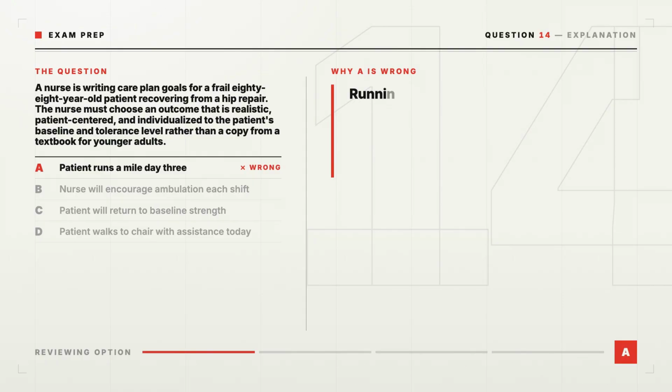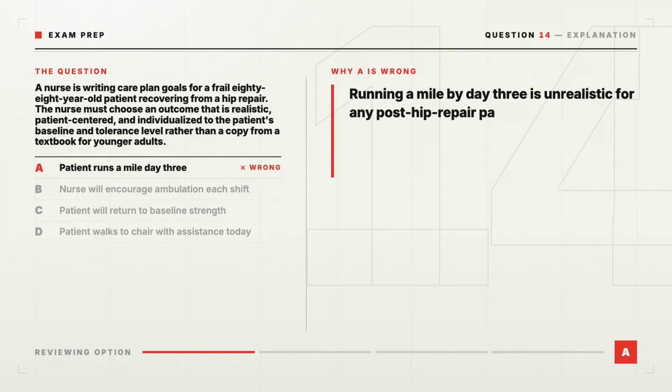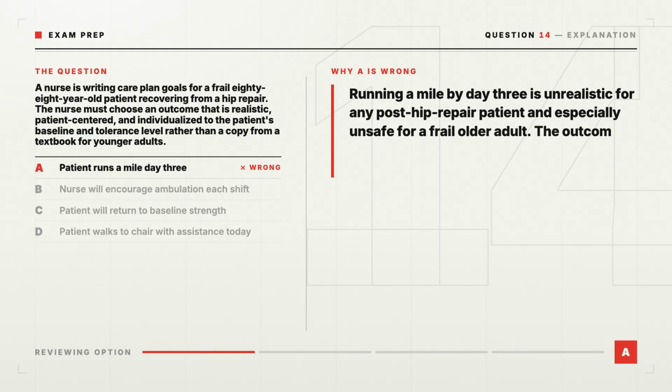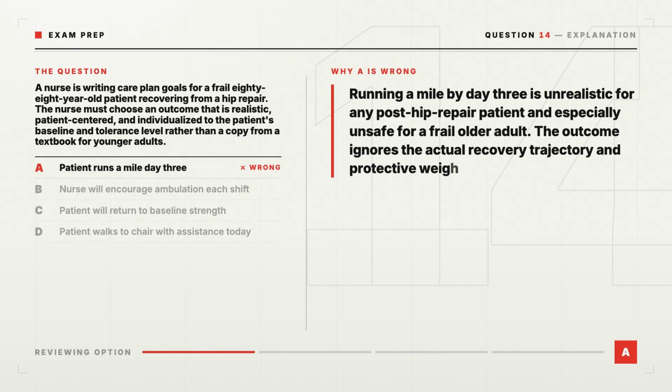A is wrong because running a mile by day 3 is unrealistic for any post-hip repair patient, and especially unsafe for a frail older adult. The outcome ignores the actual recovery trajectory and protective weight-bearing limits.